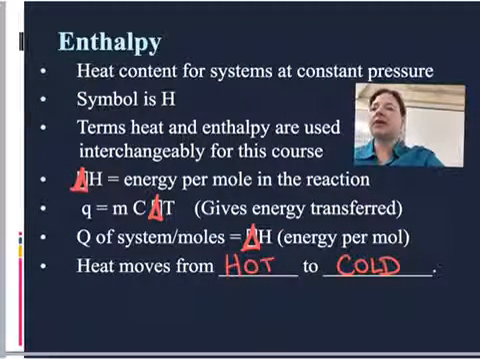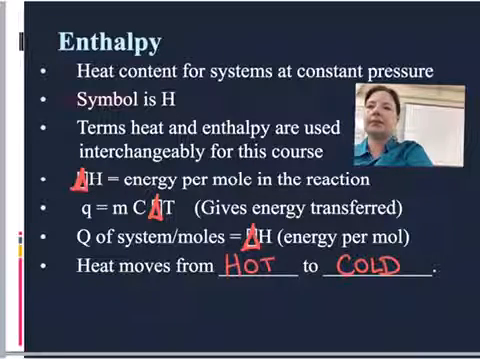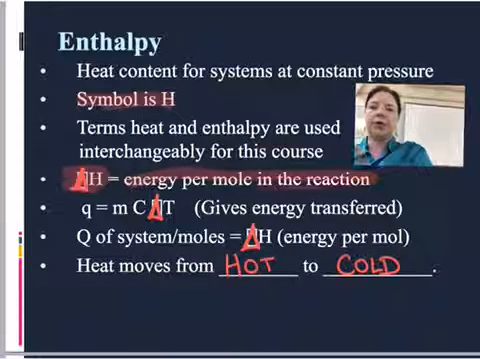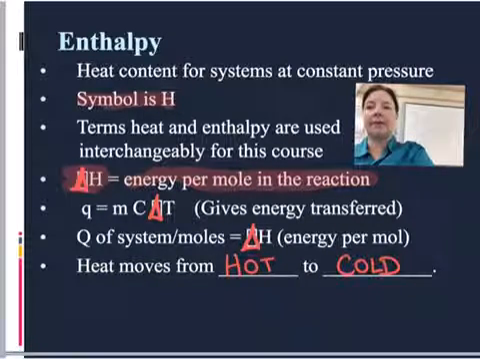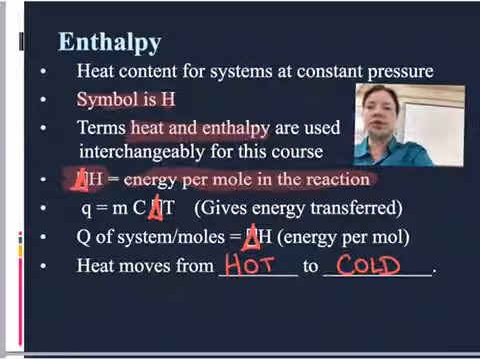So enthalpy is another word for heat. Our symbol is going to be H. When we're looking at delta H, which is the change in energy per mole, we're going to start to bring in some stoichiometry. So for us, our heat and enthalpy are going to be pretty much interchangeable.